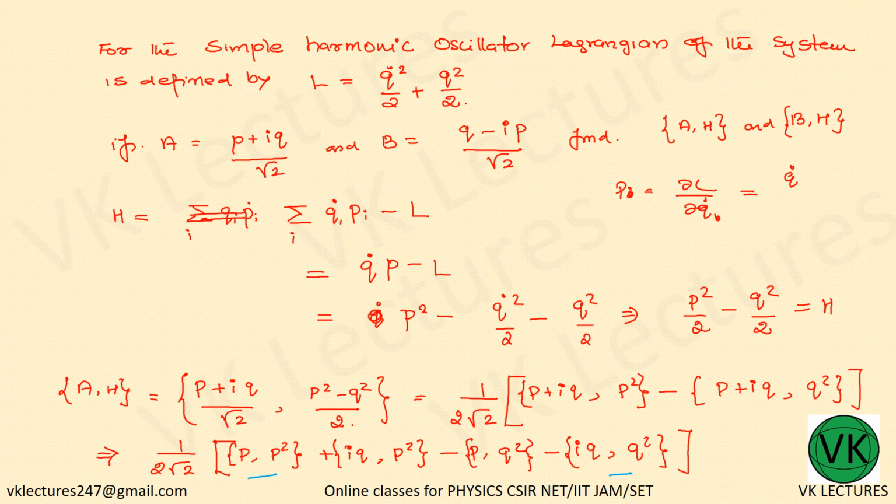So IQ comma P square will give you 2IP, because Q comma P is 1, so differentiation of P square is 2P, so it is 2PI. And here you have P comma Q square, which gives you P comma Q is 1 minus 1, and Q square differentiation is 2Q.